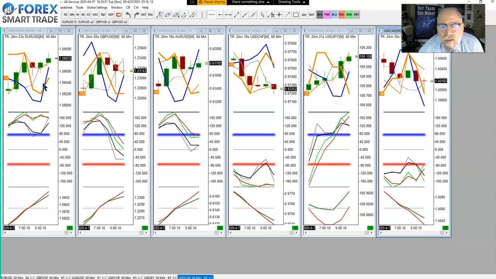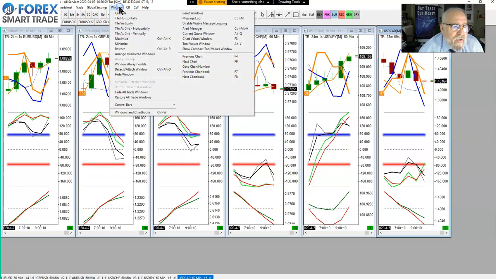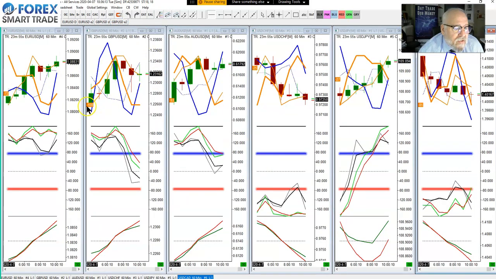Now, sometimes if you've only got a few minutes to trade in the morning before you go off to work, you'll look through all the pairs and find the one that has the signal. Sometimes that happens. Our chart here isn't filling the window, so I'm just going to have it fill the window, tile vertically, so it fills fully. So I'm starting with the Euro USD.